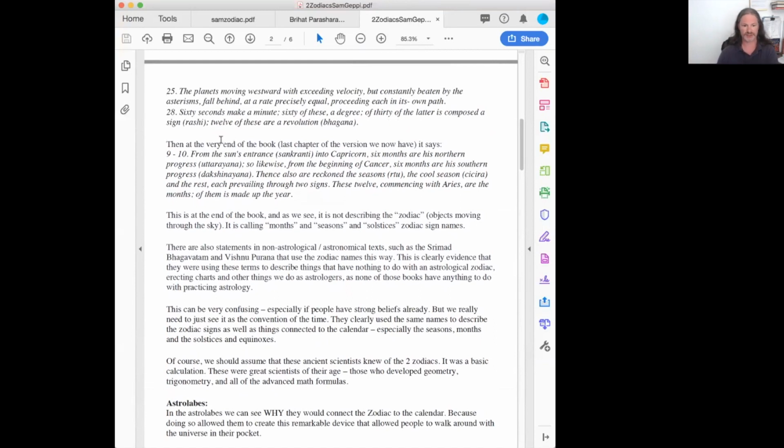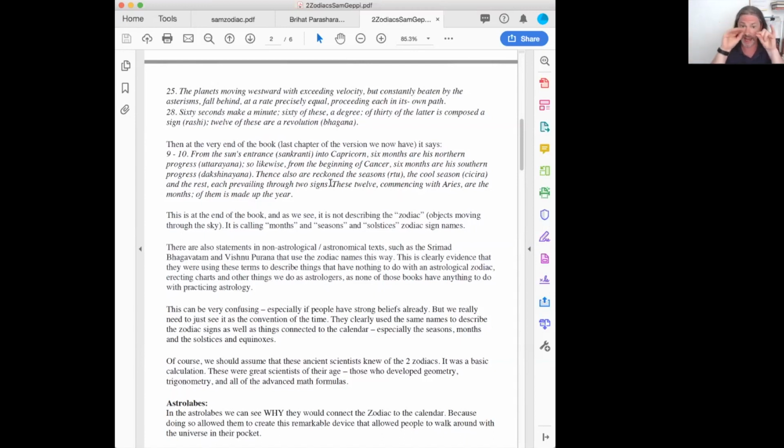These are calendar indications. He says the sun's entrance into Capricorn, 6 months are its northern course. Likewise, the beginning of Cancer, 6 months are its southern progress. Thence are reckoned the seasons. And now they're bringing in 6 seasons: thus are reckoned the seasons, the cool season and the rest, each prevailing through 2 signs. Now he's referring back, different from the Greeks. They're taking these tropical indicators and referring them to 6 seasons, which they don't do.